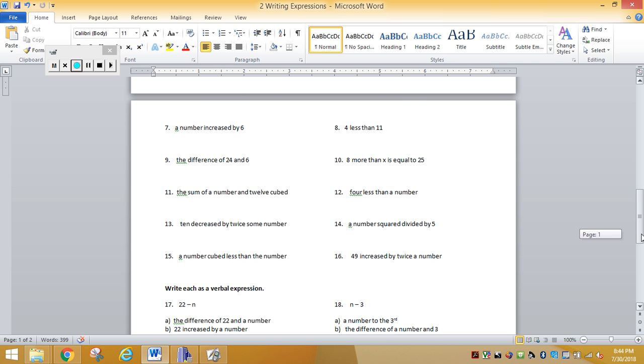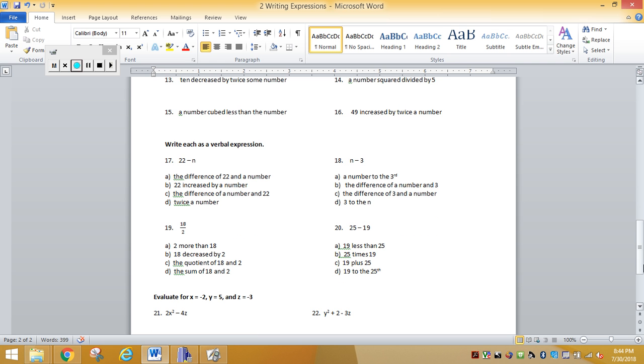Okay, 17 through 20 are multiple choice. So you're going to figure out A, B, C, or D, which one says this, which one says 22 minus n, okay?